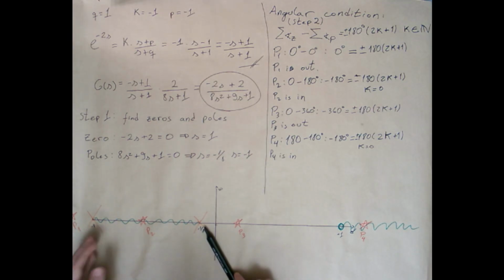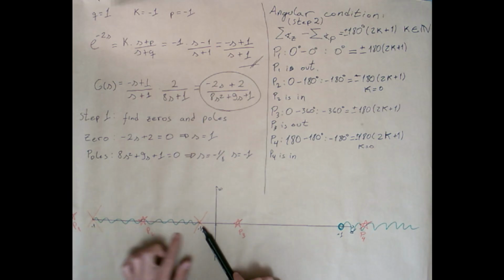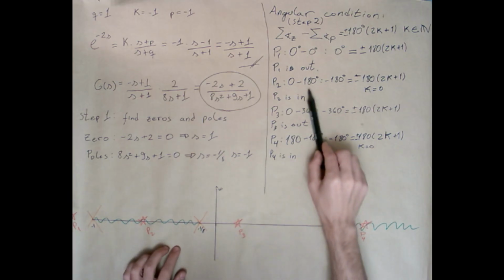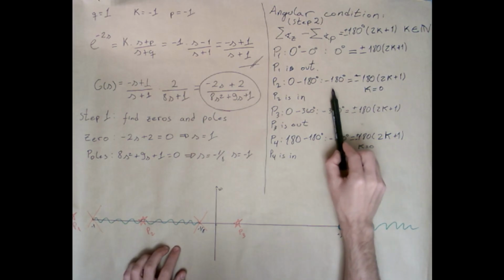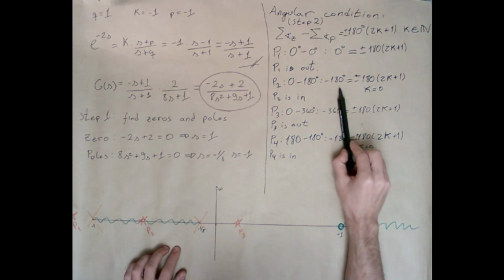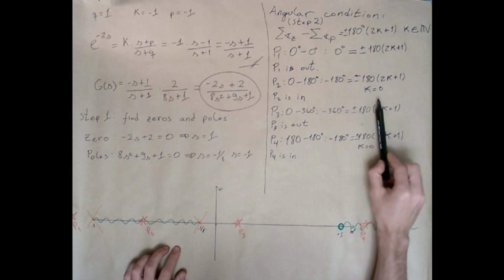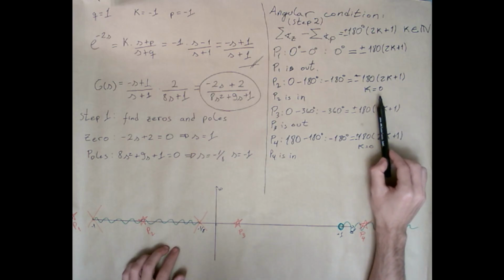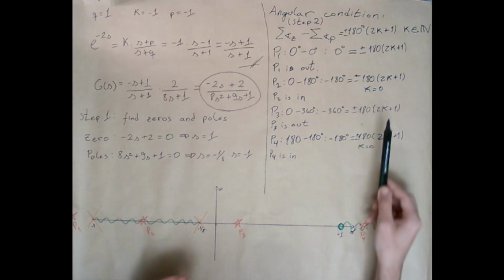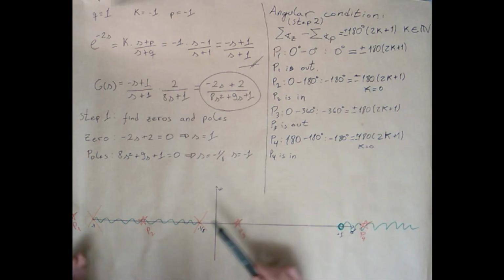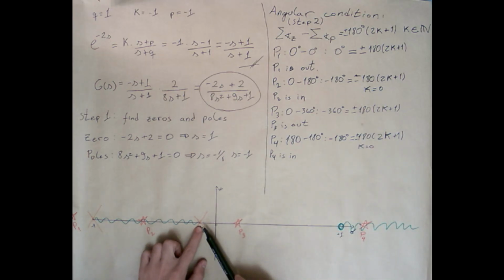The same is not true for the points on the P2 zone. We can see that the sum is going to be minus 180 degrees, which is true for k equals 0. So if there is a k that satisfies this equality, then this area belongs to the root locus range.